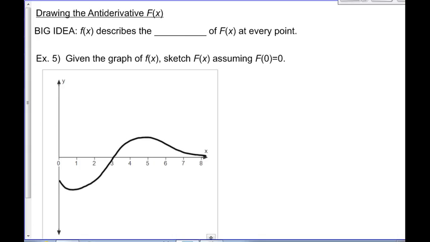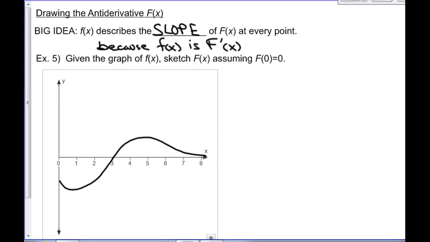The last thing we'll look at with indefinite integrals is drawing the antiderivative. So there's one big idea, and if you're clear on the big idea, then this is going to go okay. f of x describes the slope of big F at every point, because f of x is the derivative of big F. Okay, so let's take that and catalog what we know about slope on this function over here.